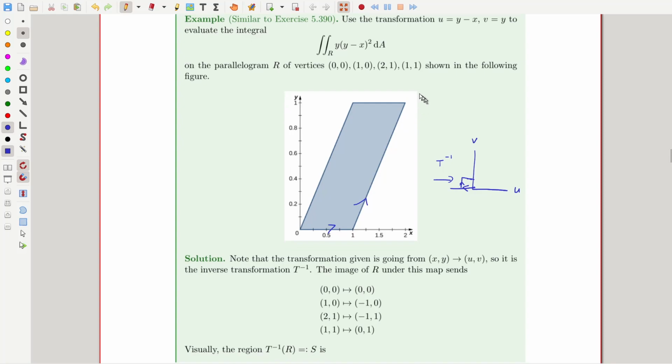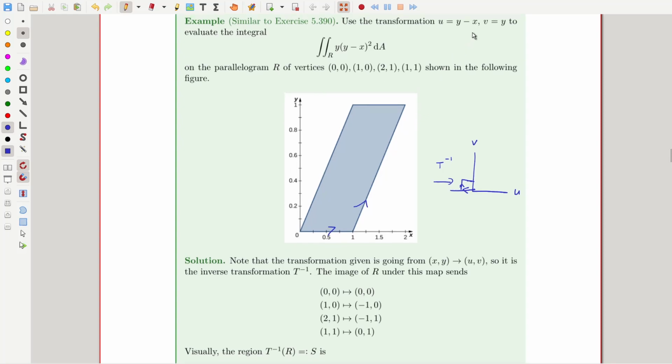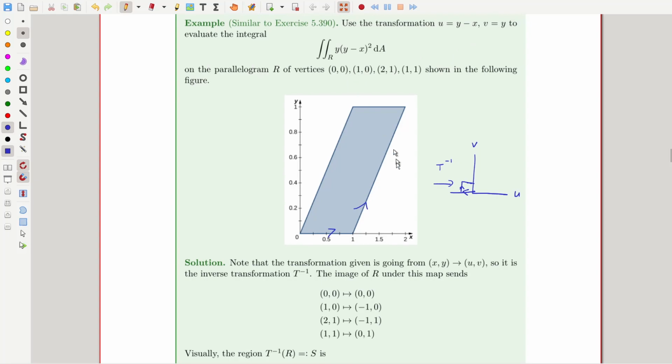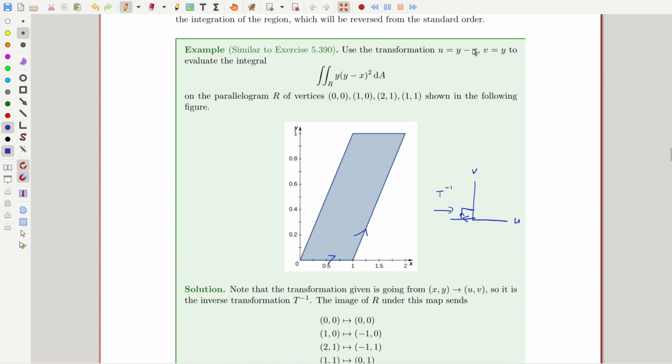Okay, and so the first thing I would do is, this parallelogram R is in the xy plane. I would plug in all of the points. I would map all of these points under this transformation. And just as a comment, this is what's defining T inverse, going from x, y and mapping you to u, v, mapping you from some region R to some region S. Okay, so I want to see what S looks like in order to set up my integral.